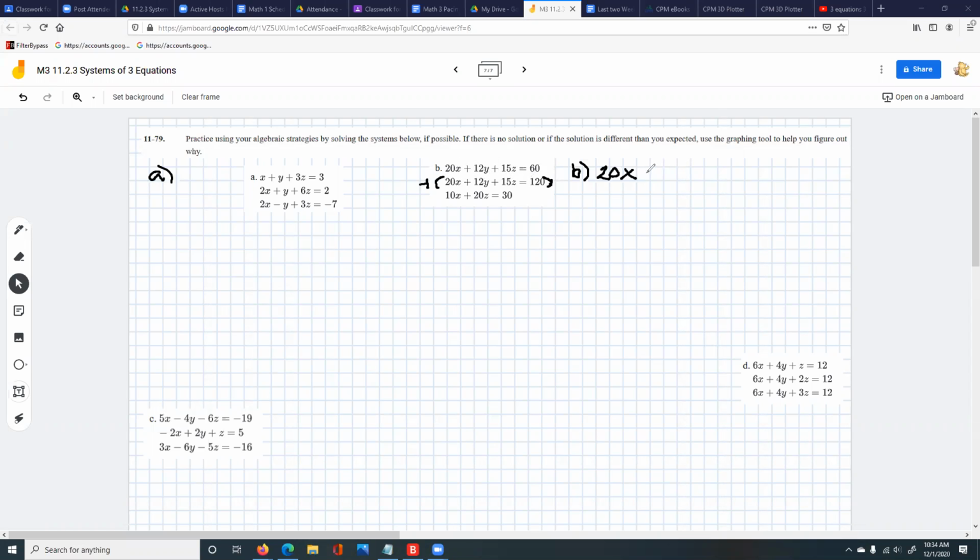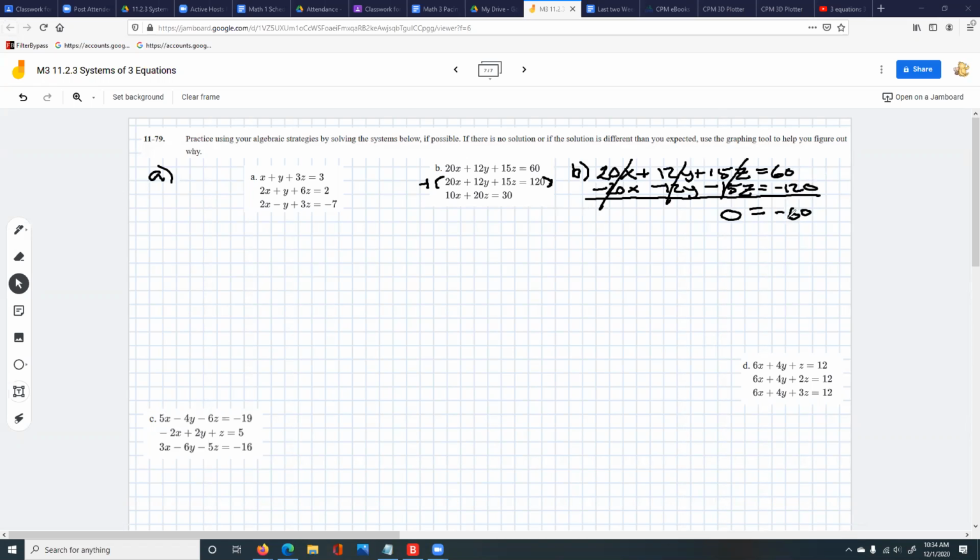So let's write this down. 20x plus 12y plus 15z equals 60. I'm going to multiply the second equation by -1 to get the 20 to cancel with the -20. So -20x minus 12y minus 15z equals -120. And what Ethan and Kyle just said is, hey, this is going to cancel, that's going to cancel, and that's going to cancel, leaving you with no variables, which is 0 equals -60.